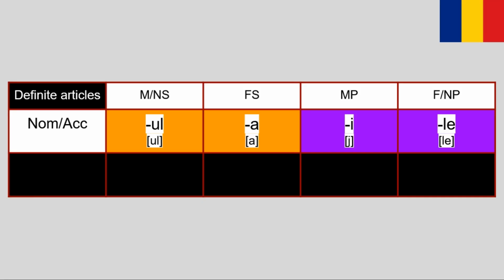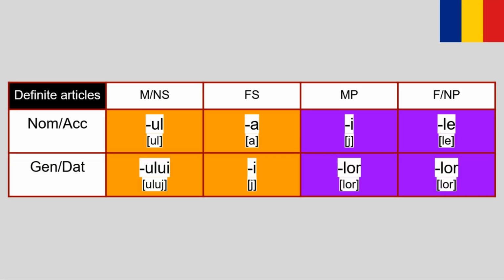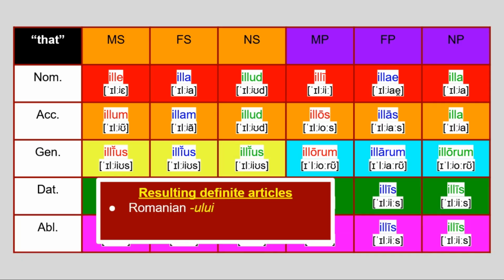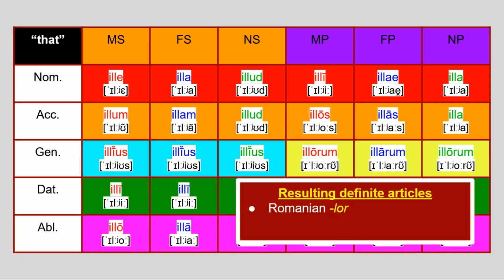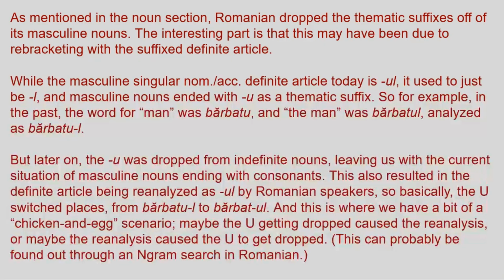But since this is Romanian, we can also talk about the genitive dative articles. They came from the Latin genitive case just like the nouns. So Latin illius became Romanian -ului in the singular, and in the plural, Latin illorum became Romanian -lor. But it gets better with Romanian. Remember how Romanian was one of the languages that dropped o and u off the ends of words? This may have been due to rebracketing with the suffixed articles on masculine nouns. The u started being seen as part of the article rather than the noun.